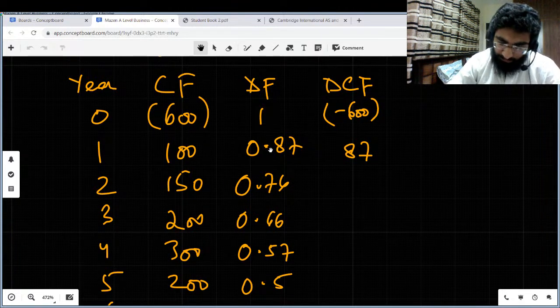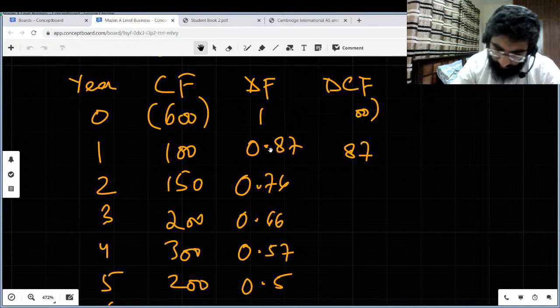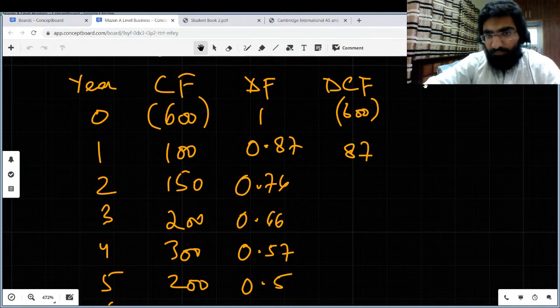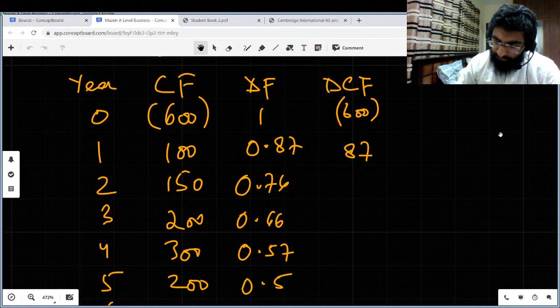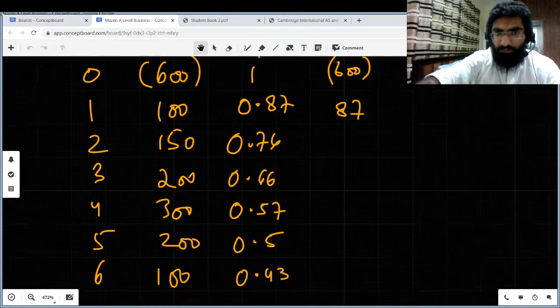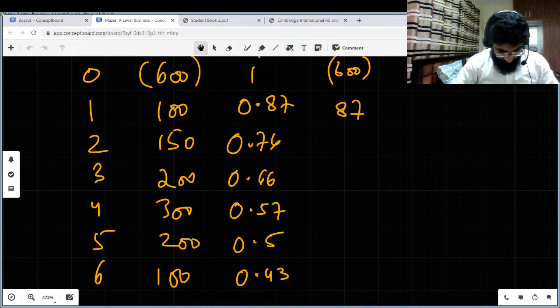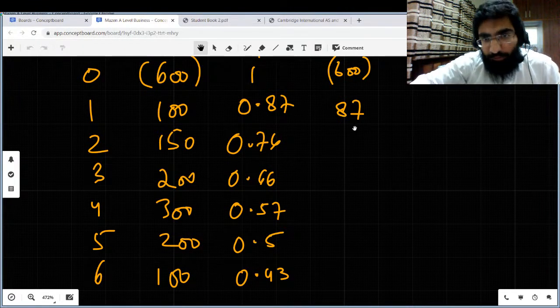Sorry, I put another minus inside. It shouldn't have been there, so it should have been 600 like this. Because brackets already mean negative. Okay. 150 into 0.76 is how much? Wait, 100 into multiply, right? 0.87 is fine. 150 into 0.76.